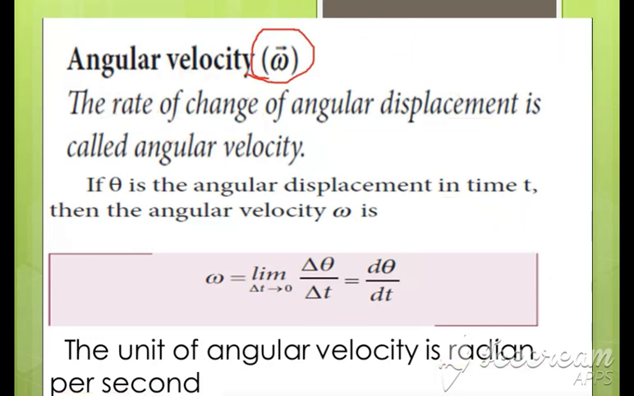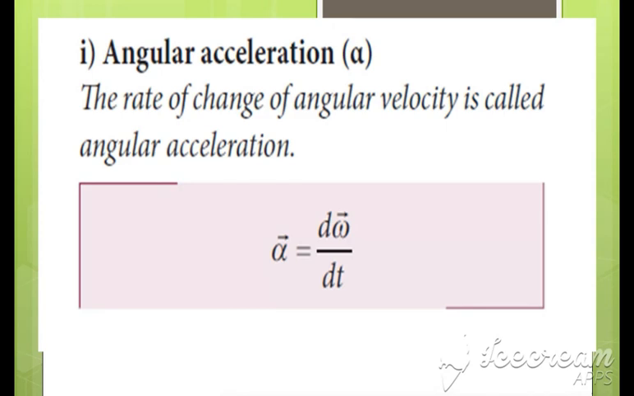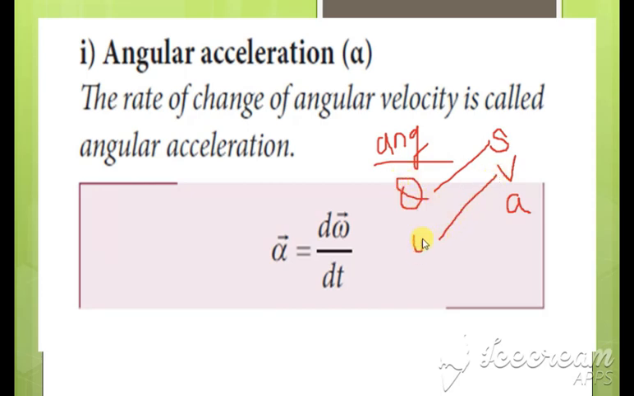Then next we are going to see angular acceleration. As we know, displacement, velocity and acceleration are more or less the same. The normal displacement is written as s, velocity as v, and acceleration as a. The same way for angular terms: displacement is written as theta, velocity as omega, and acceleration as alpha. So this is how we represent the angular terms.